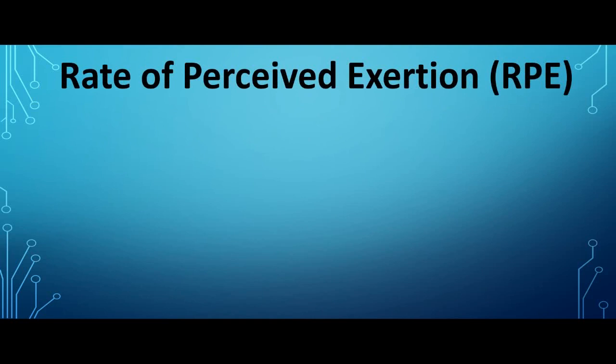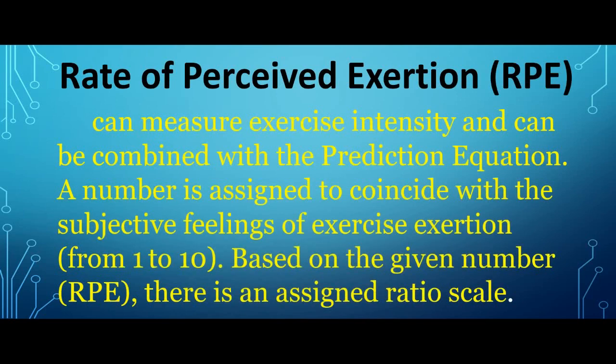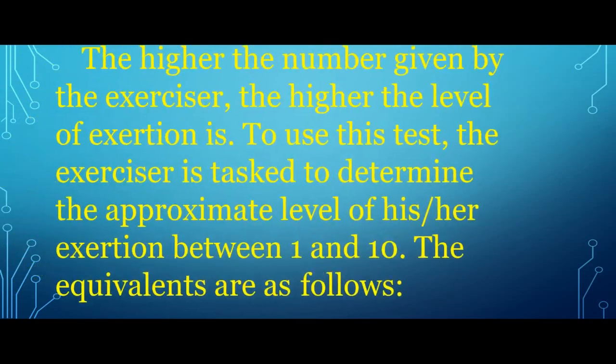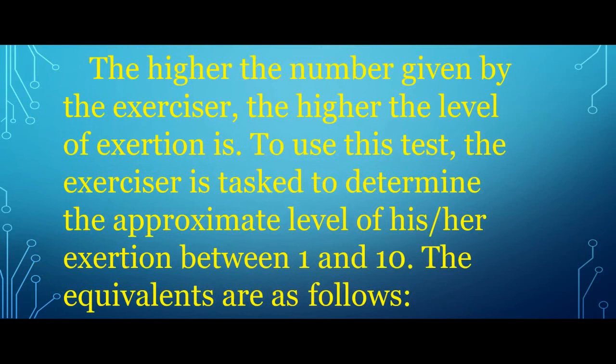Rate of perceived exertion, or RPE. It can measure exercise intensity and can be combined with the prediction equation. A number is assigned to coincide with the subjective feelings of exercise exertion from 1 to 10. Based on the given number, or RPE, there is an assigned ratio scale. The higher the number given by the exerciser, the higher the level of exertion. To use this test, the exerciser is tasked to determine the approximate level of his or her exertion between 1 and 10. The equivalents are as follows.